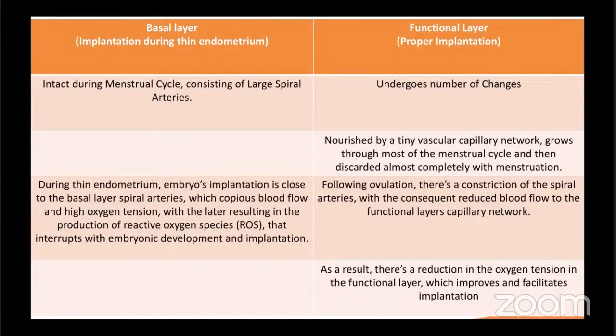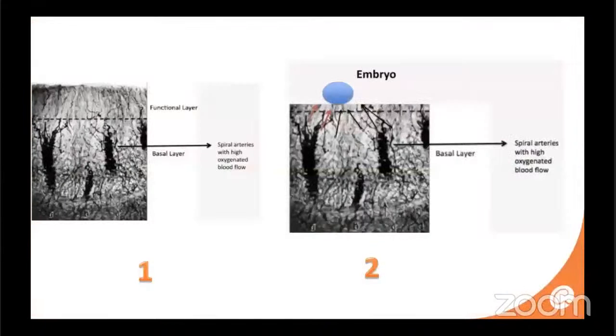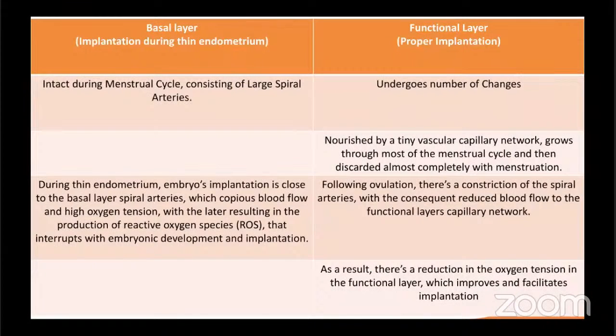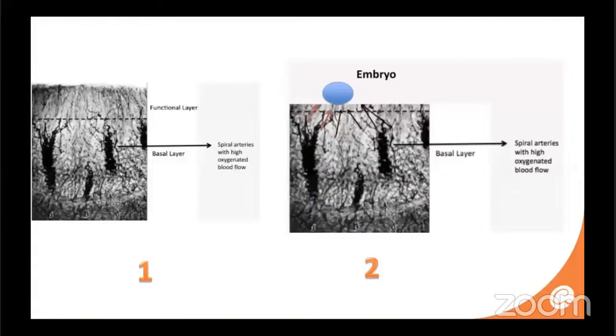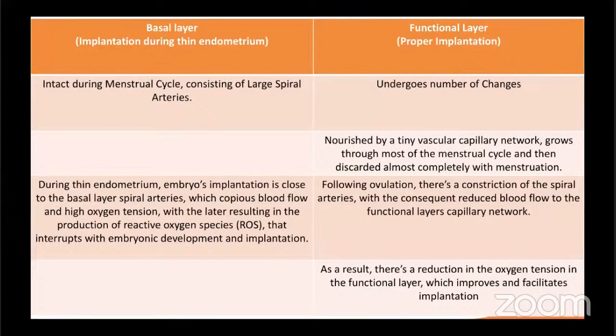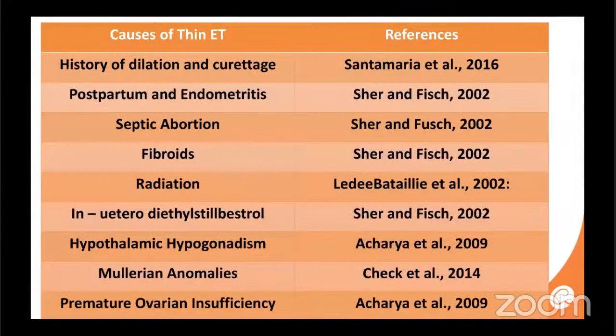Now, in a thin endometrium, the embryo implants closer to the basal layer. Because of the close implantation, there's copious blood flow and high oxygen tension, which results in the creation of more reactive oxygen species, which interferes with embryonic development and implantation. Whereas, if the functional layer is thick and the embryo implants into the functional layer, then there is a reduction in the oxygen tension, which improves and facilitates the implantation.